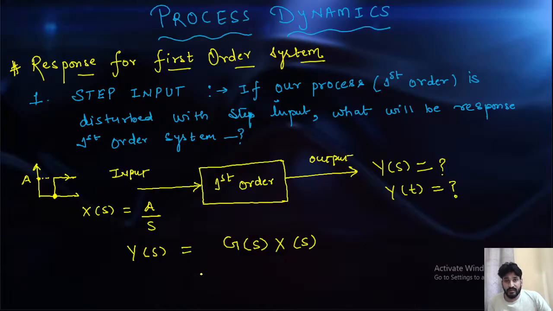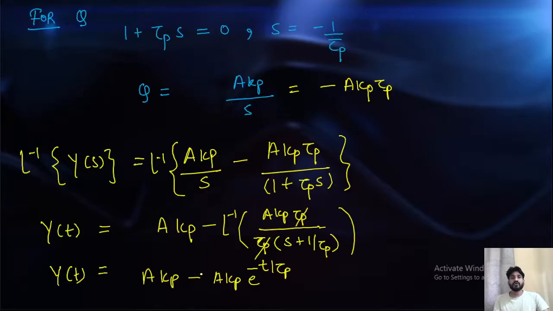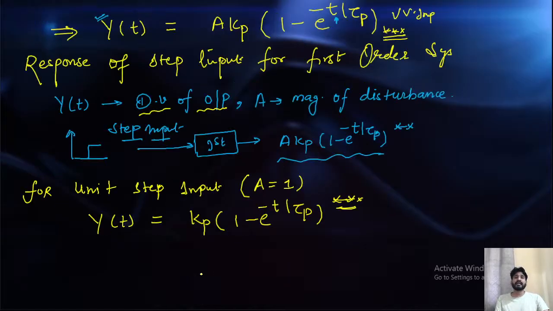The response in the time domain is important for me. After doing all the mathematics, I get y(t) is equal to A Kp into (1 minus e raised to the power minus t divided by tau p). This is the response for the step input, guys.